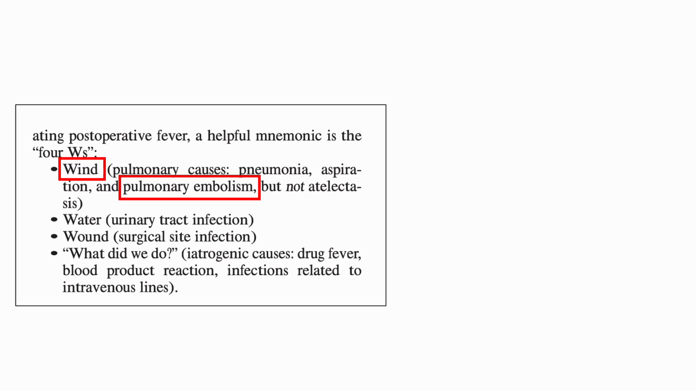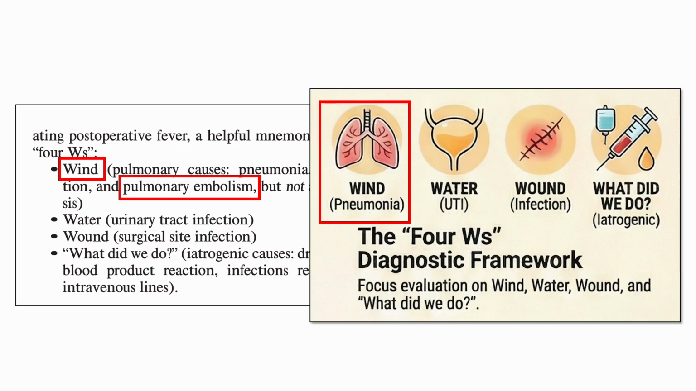My review article uses this common W's mnemonic for approaching post-op fever, and under the wind bucket, which are all lung causes, it appropriately listed PE as something to consider for post-op fever. In the final product though, the AI ended up compressing all of that information into just a drawing of some lungs and listed only pneumonia underneath. PE is just completely gone now in this new version of the framework, which for learners taking care of patients who are post-op and at higher risk for developing a clot is just not ideal.